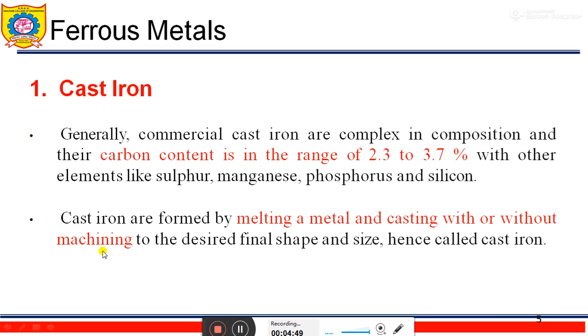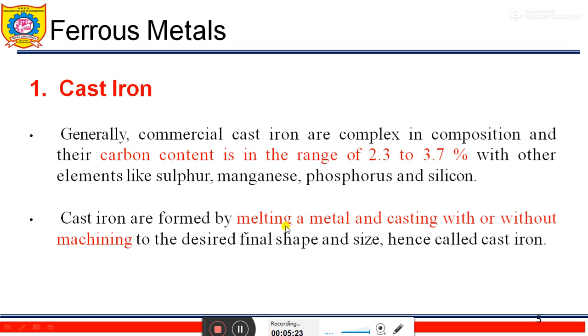What is cast iron? Generally commercial cast irons are complex in composition and their carbon content is in the range of 2.3 to 3.6% with other elements like sulfur, manganese, phosphorus and silicon. Cast iron is an alloy of carbon and iron having a percentage of carbon more than 2%, up to 6.67% at most.